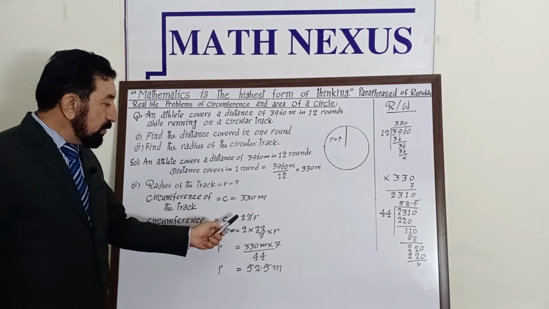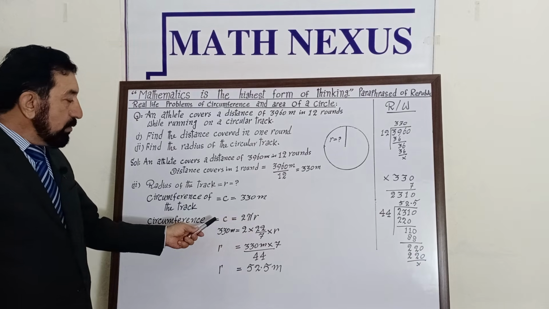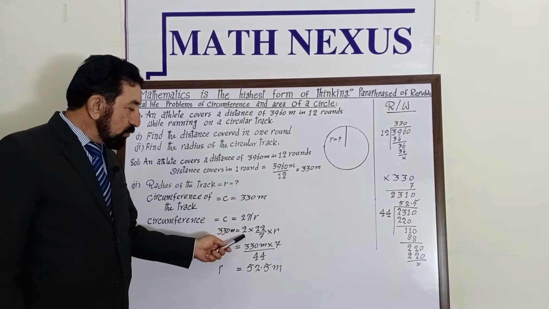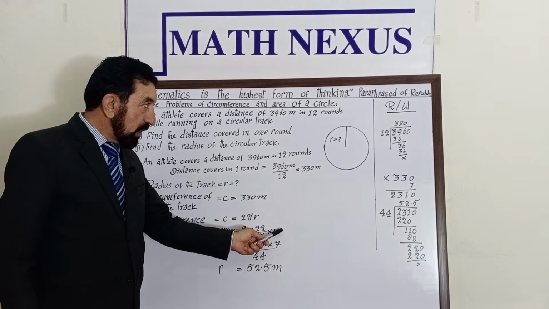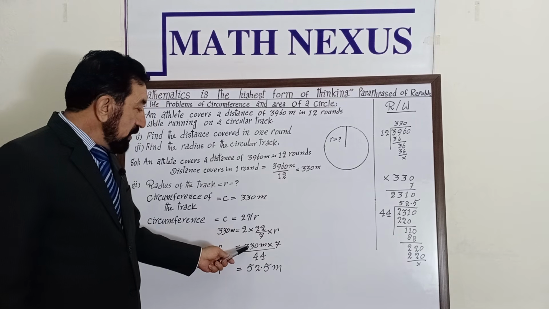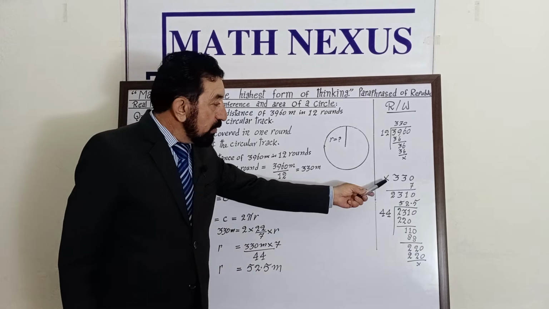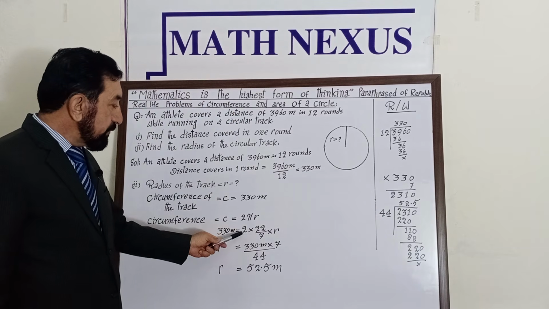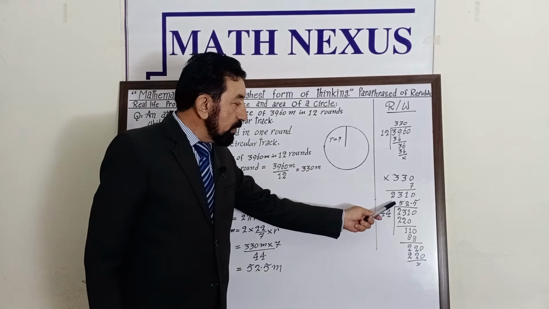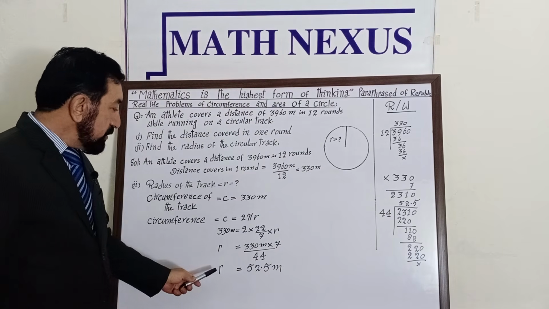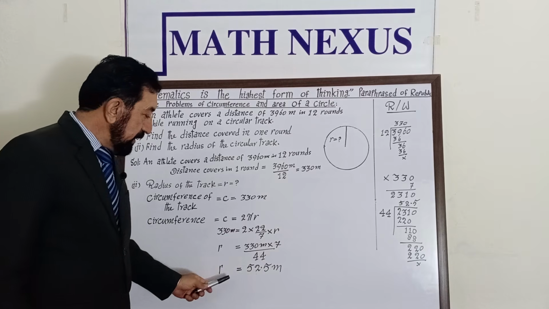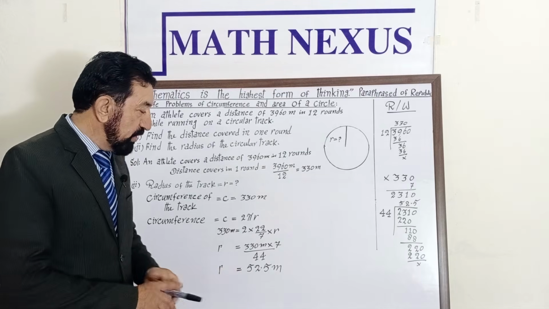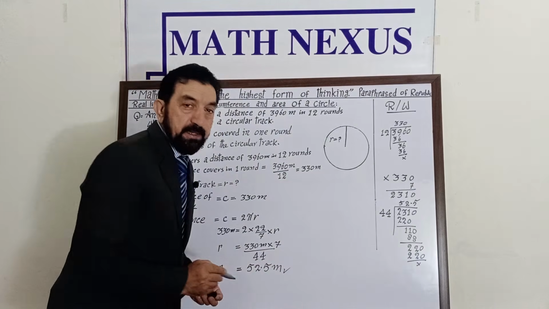Circumference C equal to 2 pi r. Now putting the value of C and pi in this formula, 330 meter equal to 2 into 22 upon 7 into r. 330 into 7 equal to 2310 upon 2 2s are 4, 2 2s are 4, upon 44. This is equal to 52.5 meter. It means that the radius of this circular track is 52.5 meter. This is the answer of the question.